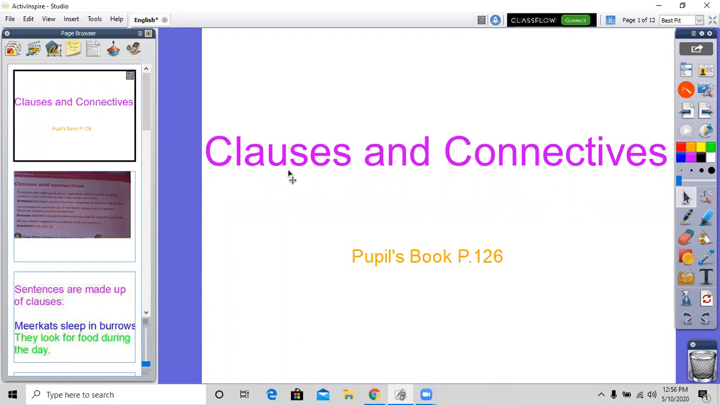Today, we'll be looking at clauses and connectives. Please open your pupils book to page 126 and let's get started.